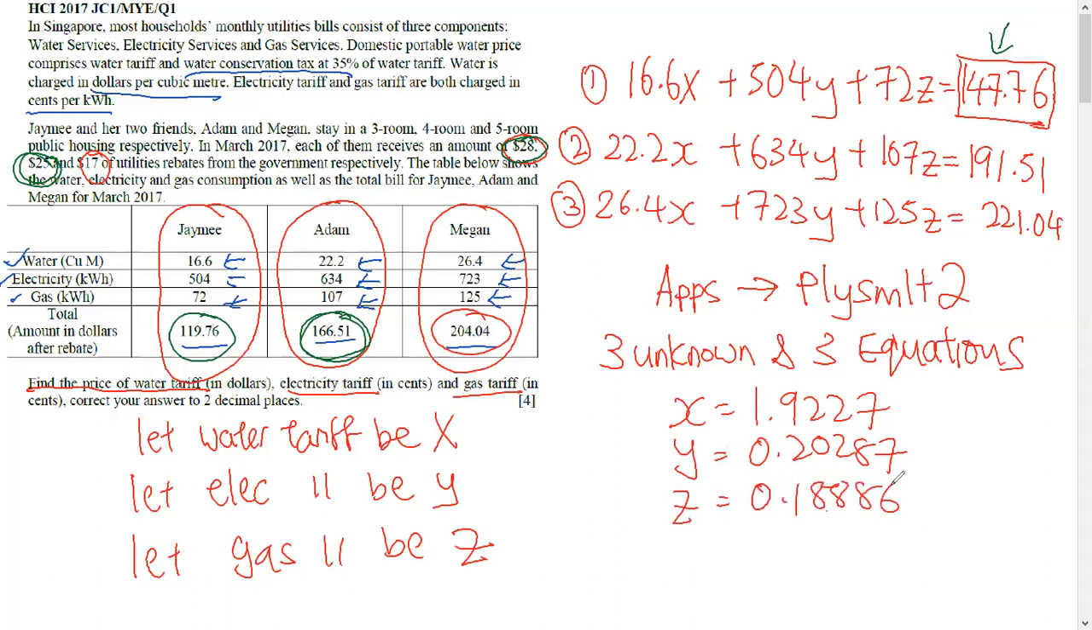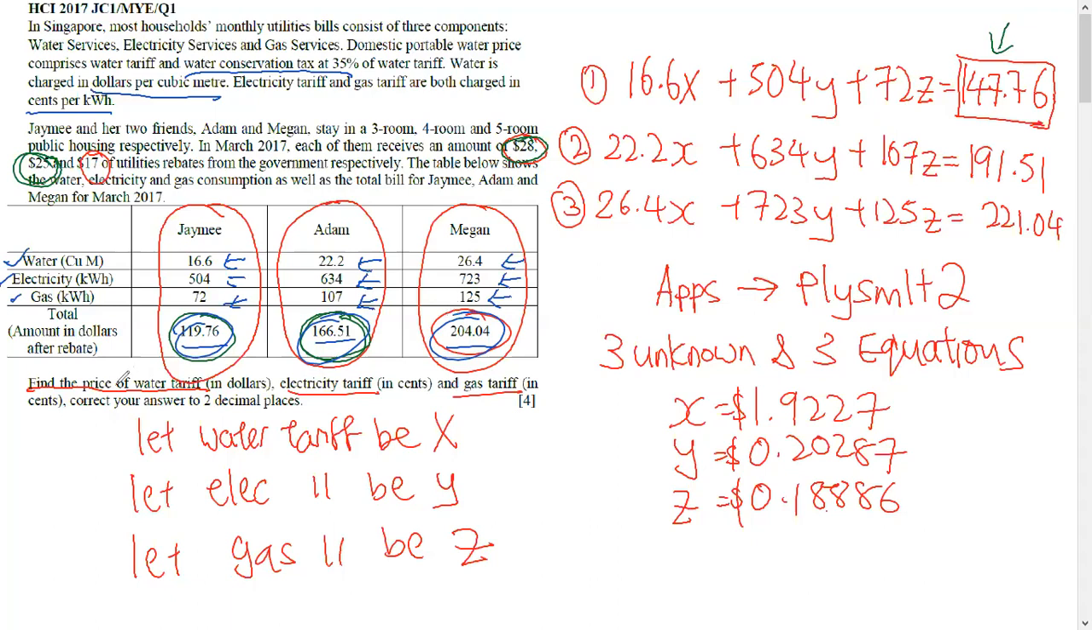0.18886. So take note over here, units for this particular chapter is important. Sometimes the question likes to play around with the units. Over here, this is in terms of dollars, because the values that we use here are all in terms of dollars. But is this what they want? No, not yet, not exactly.